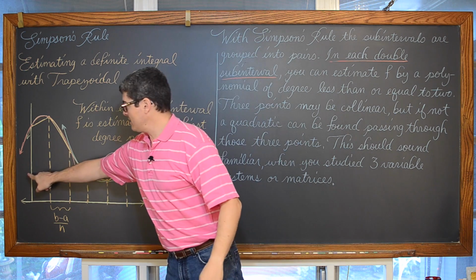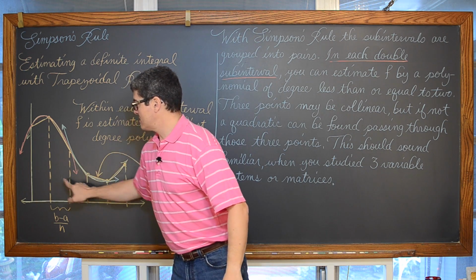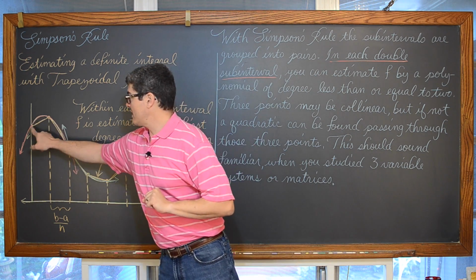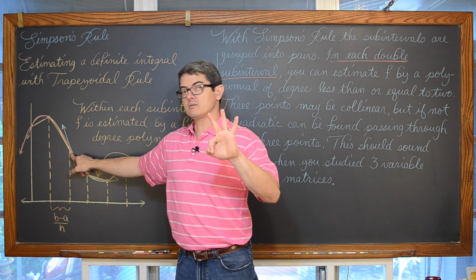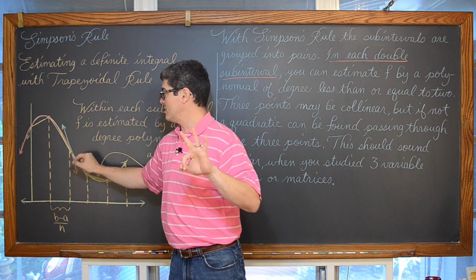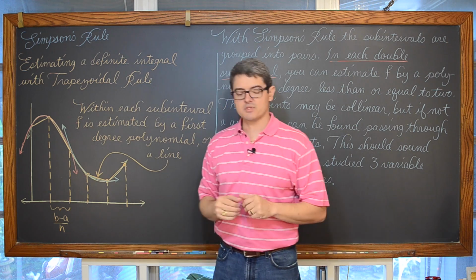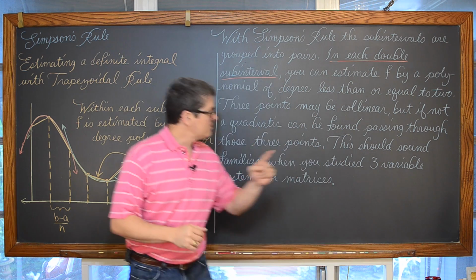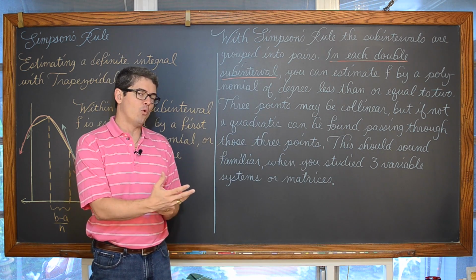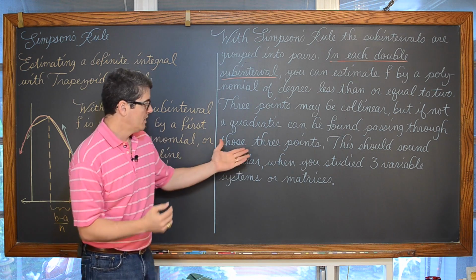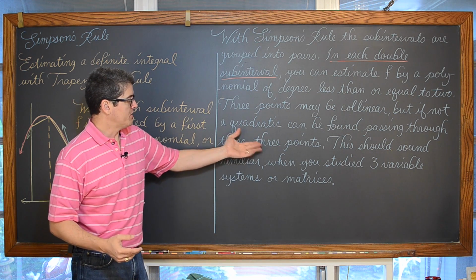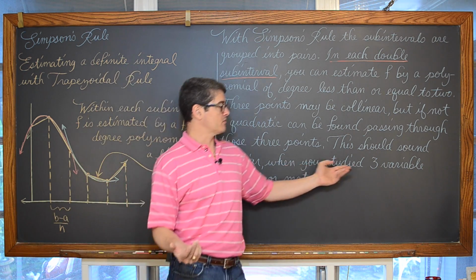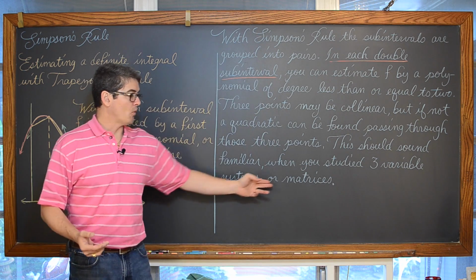Why? Because within, say here, we have a double subinterval, and we have 1, 2, 3 points coming from that function within that double subinterval. Well, that should sound familiar. This should sound familiar from when you studied three variable systems or matrices.